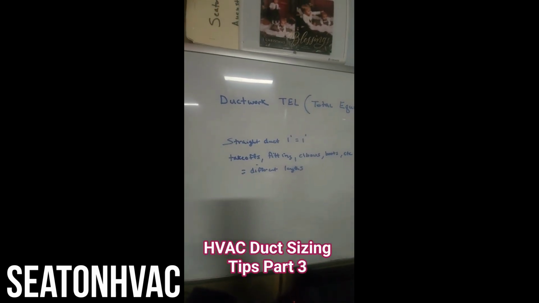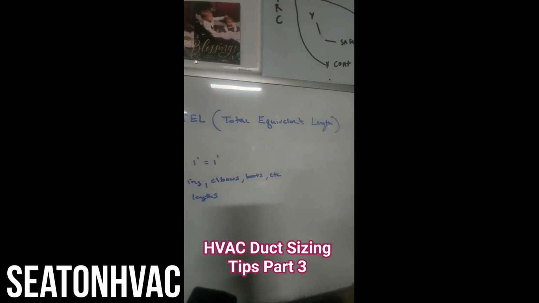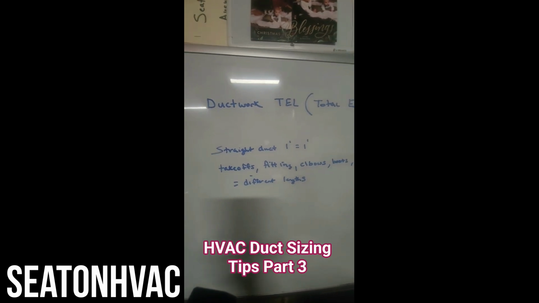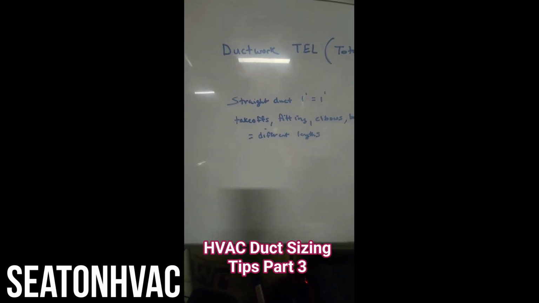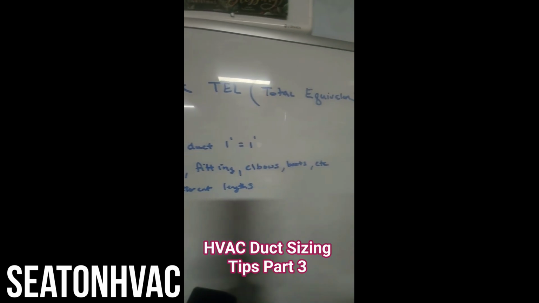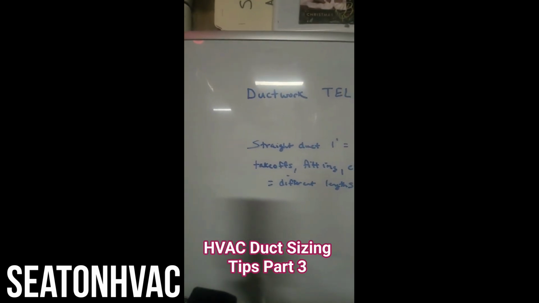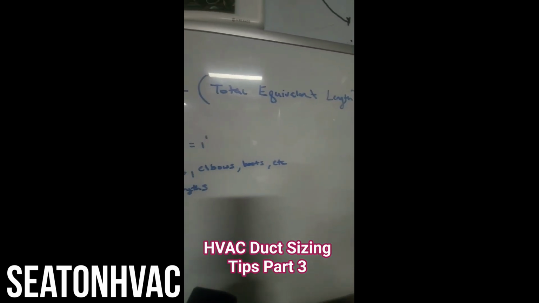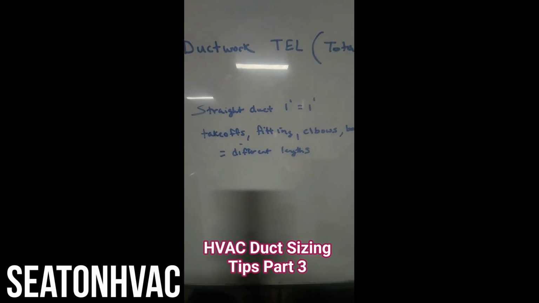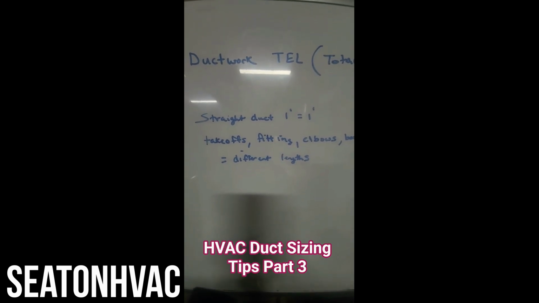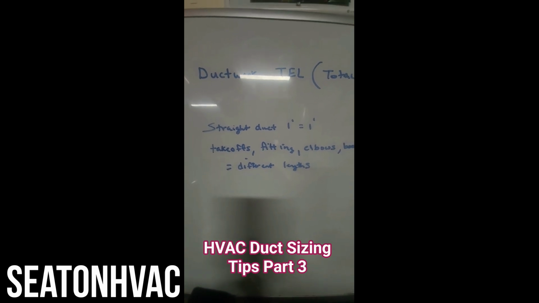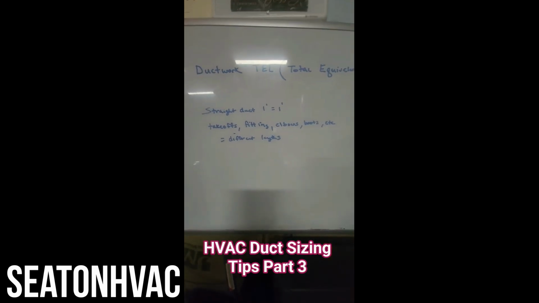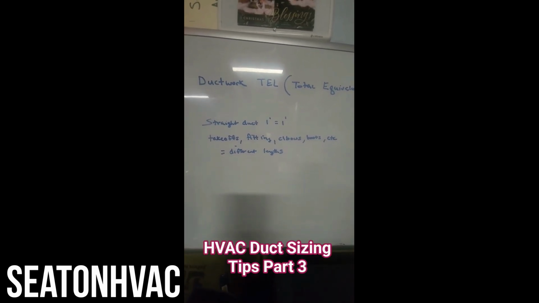Okay guys, ductwork total equivalent length, and it's not just the length of the duct, it's total equivalent length, TEL. Straight duct is pretty obvious. 1 foot is going to equal 1 foot. But your takeoffs, your fittings, your elbows, your boots, etc., anything that's not straight duct has different lengths. And in the book, in the Manual D duct design, they all have a total equivalent length. So you're going to add everything together and come up with what that length is. I'm going to tell you my thoughts on that right now.